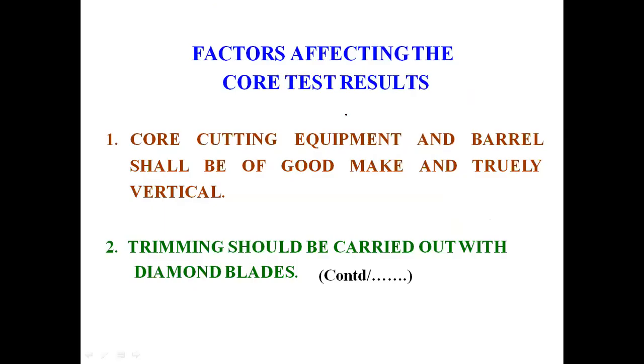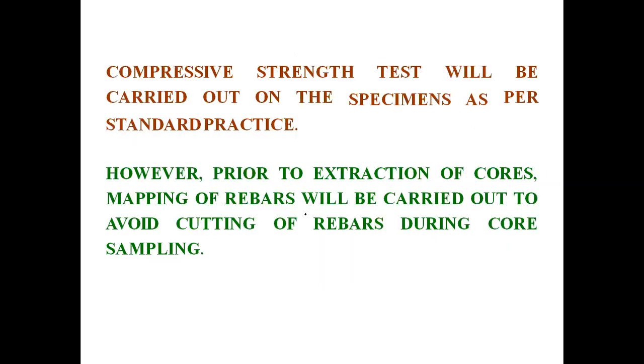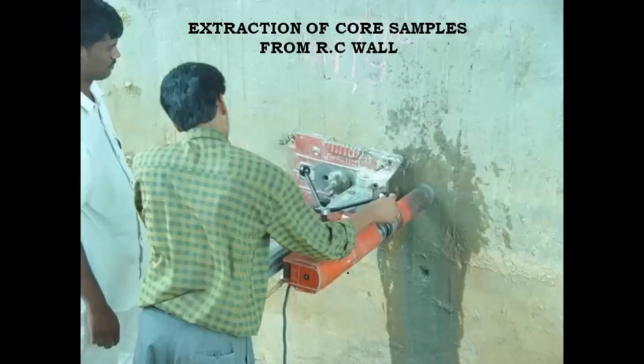So what are the factors affecting the core test results? When you are testing this, let me tell you the factors. Here, core cutting equipment and barrels shall be of good make and truly vertical. When you are handling, let me show you the picture. Here the person is handling exactly 90 degrees to the surface of the wall. By that your core will be in a proper length without any tampering.